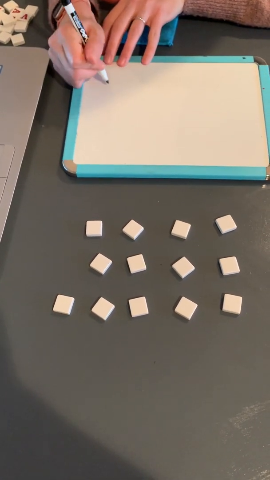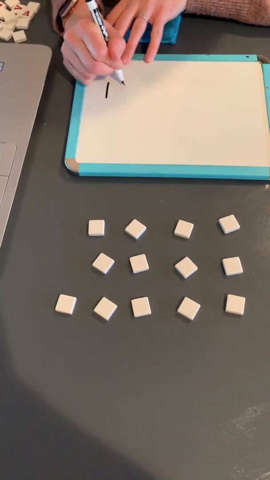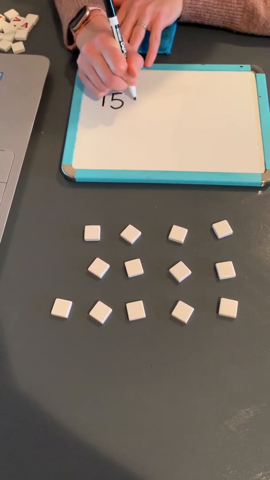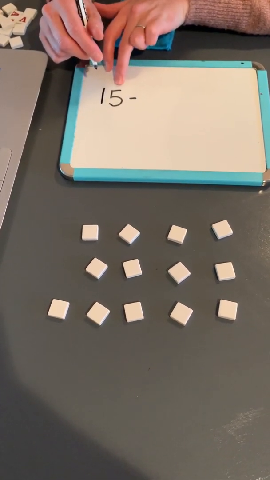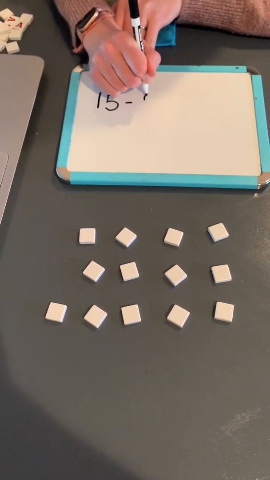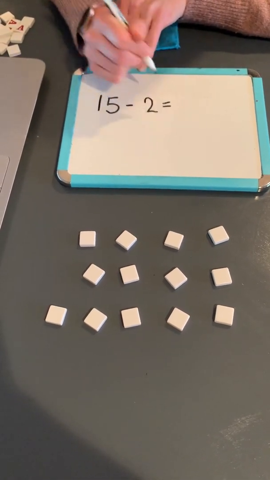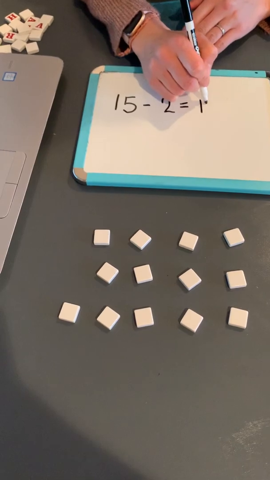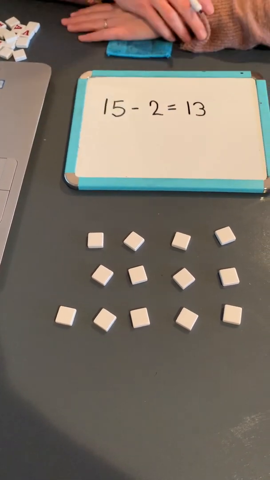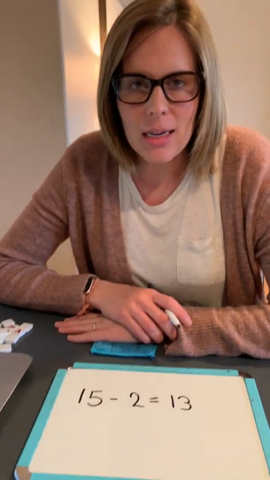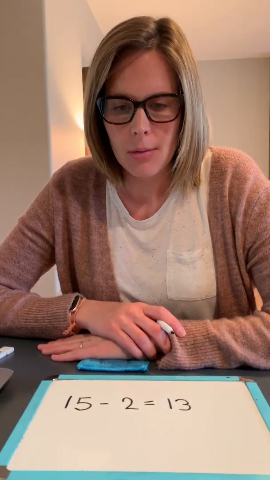So Max has 15 gumballs that Tyler has, and he has 2 less. So I take 2 of them away, and again, leaves me with 13. So that tells me that Max has 13 gumballs.